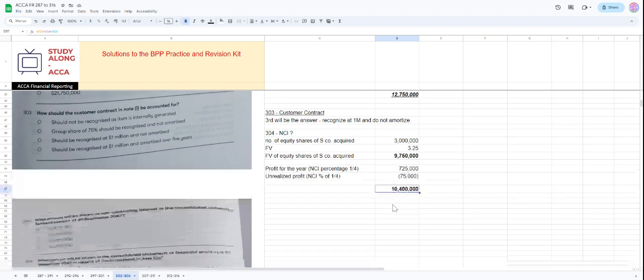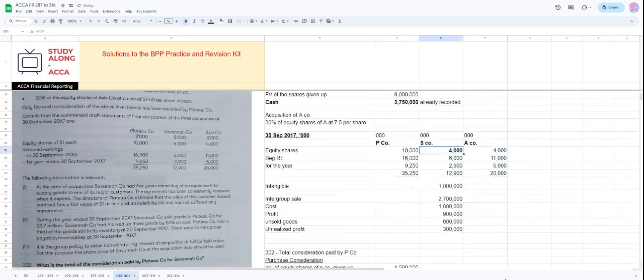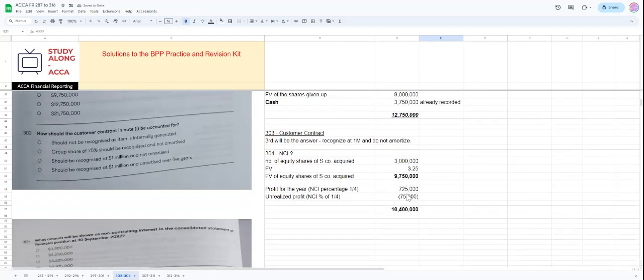So they have number of equity shares of S company. Oh, wait a second, it is not 3 million. 3 million was acquired, so they had 4 million. Here in the facts you can see they had this 4 million. Out of this 4 million, 3 million was acquired, so they are left with how much? 4 million minus 3 million, they are left with 1 million only. Okay, they are left with 1 million only.